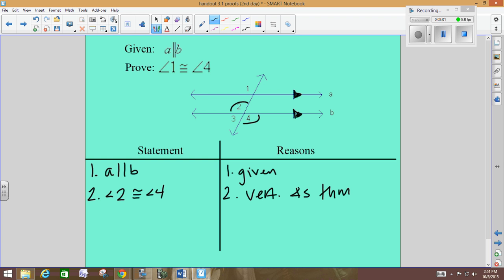And what do we know about corresponding angles? That they're congruent. Yeah, angle 1 corresponds with angle 2, so they have to be congruent. Angle 1 congruent to angle 2. Reason: if lines are parallel, corresponding angles are congruent.